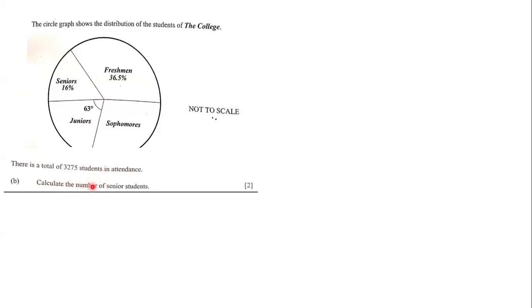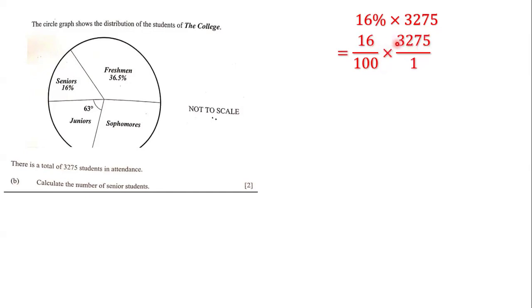Next, it says that there's a total of 3,275 students in attendance. Calculate the number of senior students. So the number of senior students would definitely come from the total amount of students. Seniors account for 16% of the total population of students. And so we have to do 16% of 3,275, because that is the total. So we have 16 over 100 multiplied by 3,275 over 1.